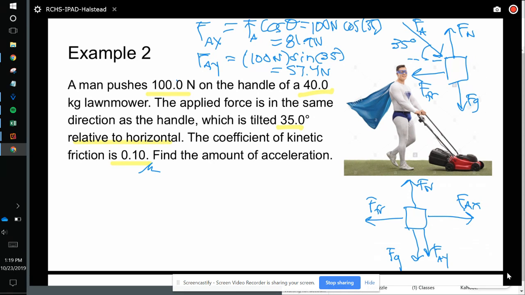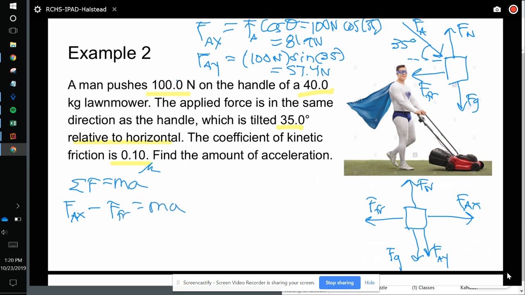So I have Newton's second law, net force is equal to mass times acceleration. Acceleration is what we're trying to find. So the net force in the x direction is what's causing the acceleration. So it's going to be the applied force in the x direction minus the friction force, because that friction force is in the negative direction. So applied force in the x direction minus the friction force is equal to mass times acceleration.